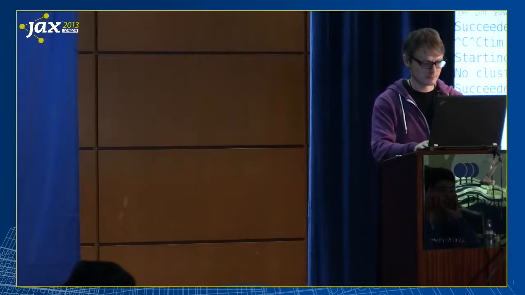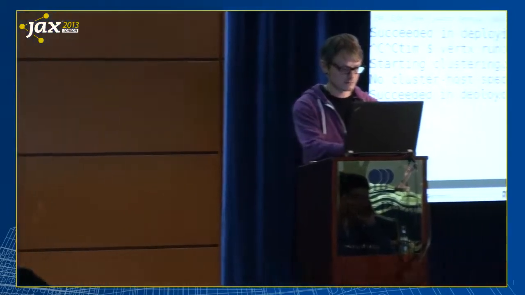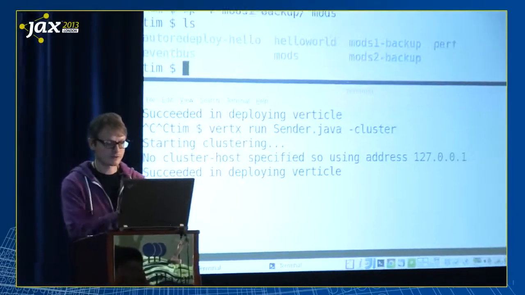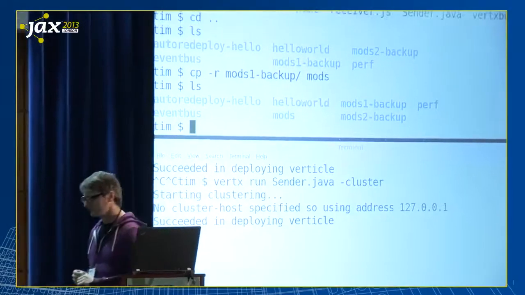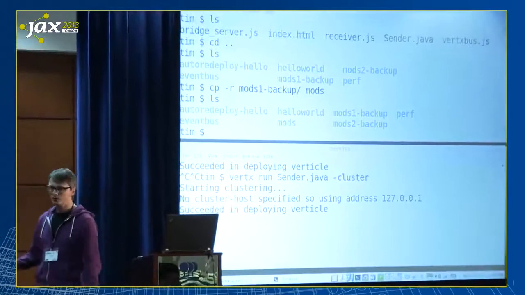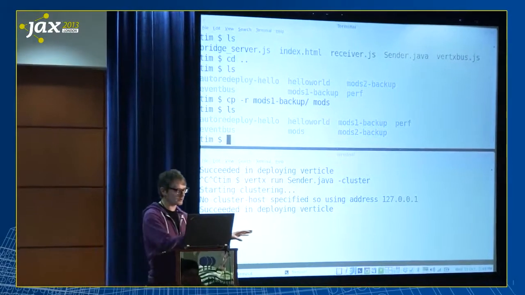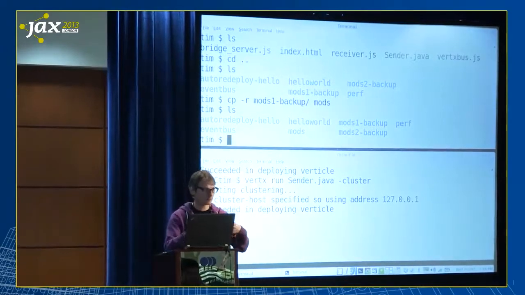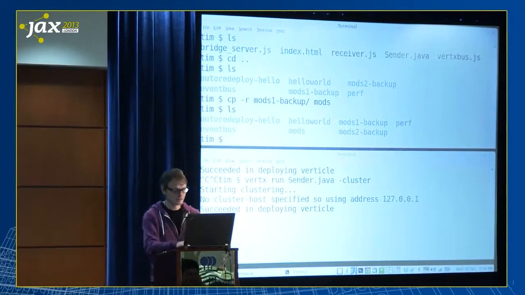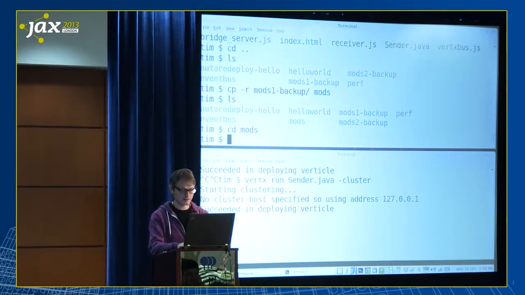So I've got here a directory. Actually, let me just copy it over. Okay, I've got a directory here called mods. By default, when you run a module in Vert.x, the first place it looks for the module is a directory called mods in your local directory. This can be overridden, but that's the default behavior. I've already got a module in there that I prepared earlier, so let's have a look at that.